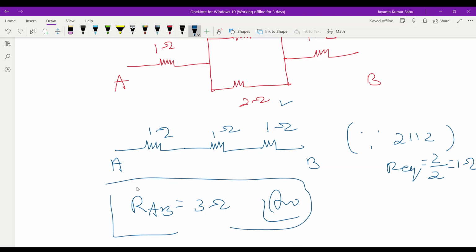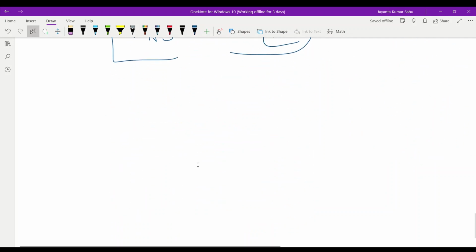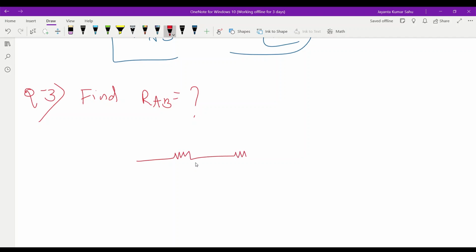Next problem, question number 3. Find RAB. This is my question. 1 ohm, 1 ohm, 1 ohm, A terminal, B terminal.